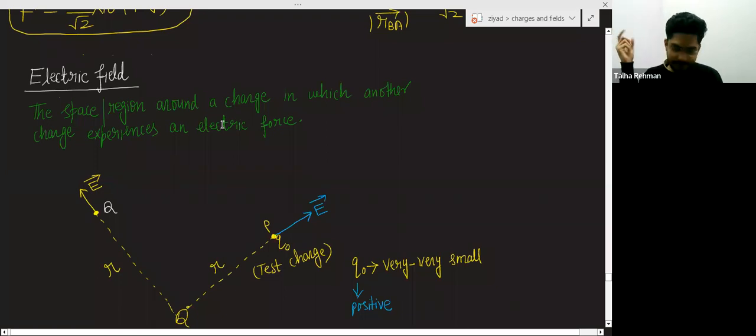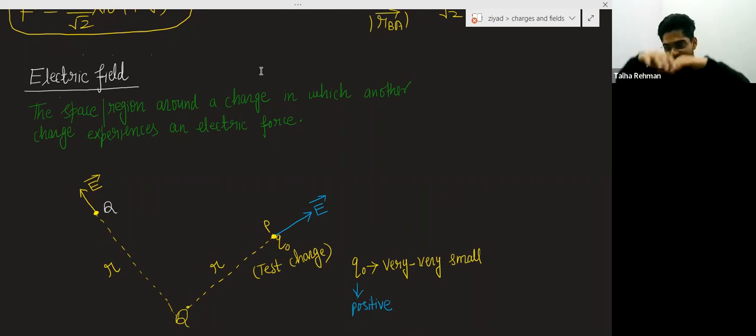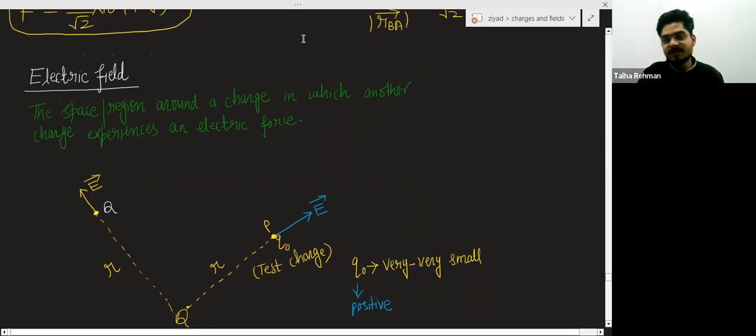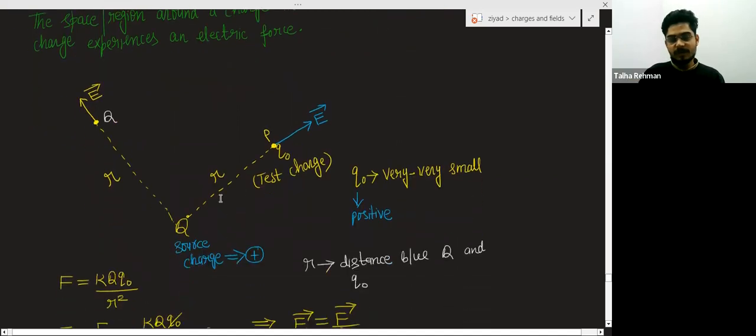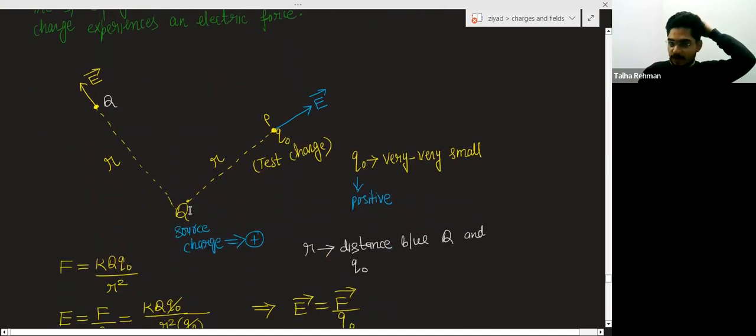Electric field means suppose a charge is there, and the region around that charge is the electric field. Electric field means the space around a charge in which another charge experiences a force. Suppose this is a charge, and you take another charge, a test charge. On this test charge there will be a force.